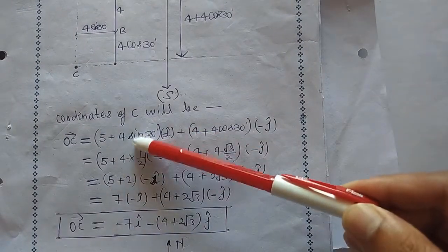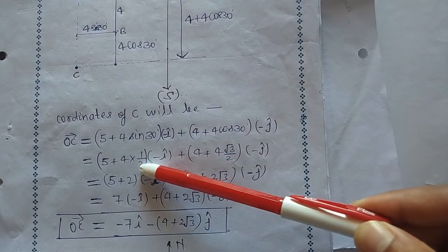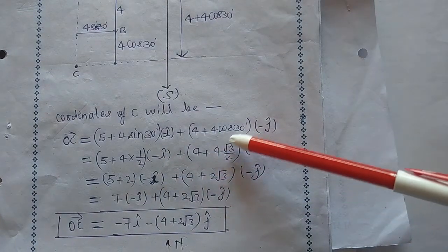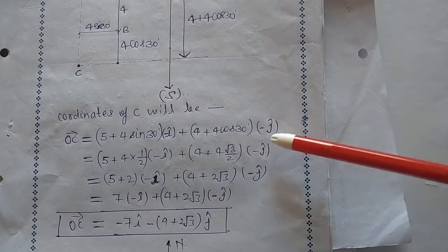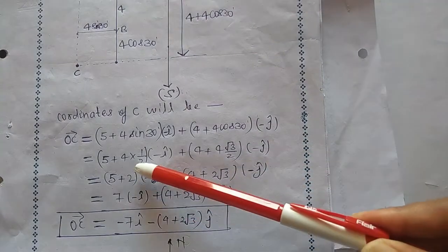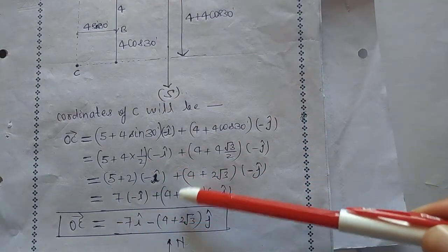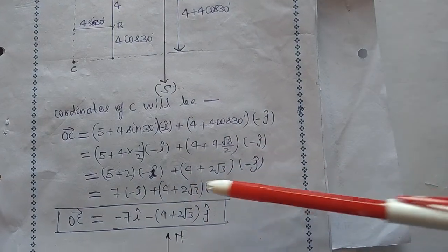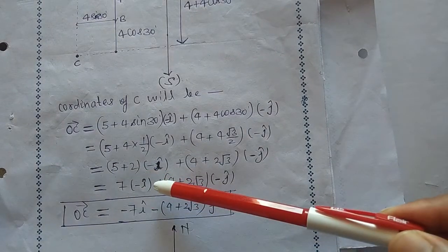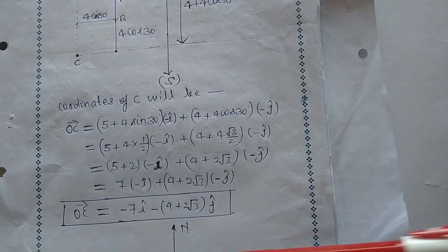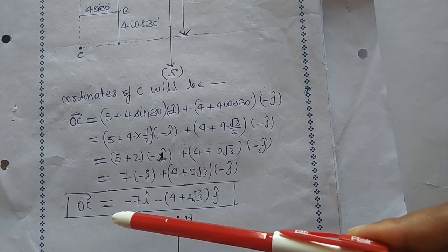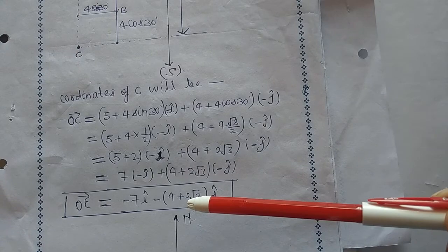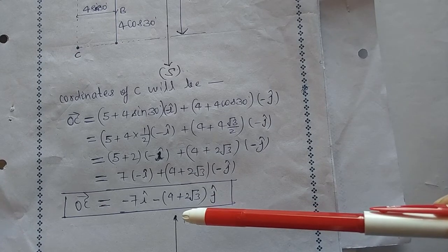Solving: 5 plus 4 into 1 by 2, minus i cap, plus 4 plus 4 cos 30, and cos 30 is root 3 by 2, minus j cap. Now this will be 5 plus 2, minus i cap, plus 4 plus 2 root 3, minus j cap. So finally, OC vector is equal to minus 7 i cap minus (4 plus 2 root 3) j cap. This is the final coordinate of C, the final position of the man.